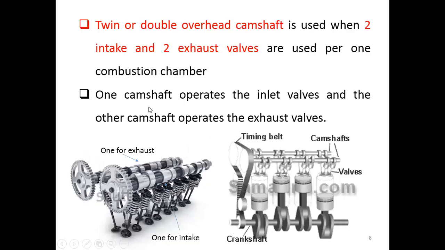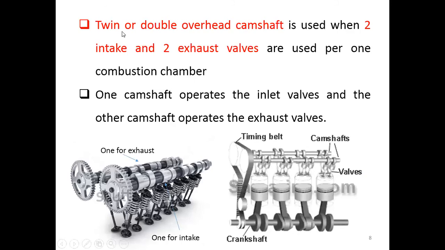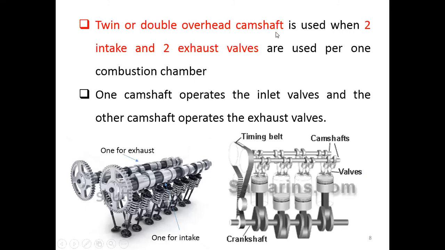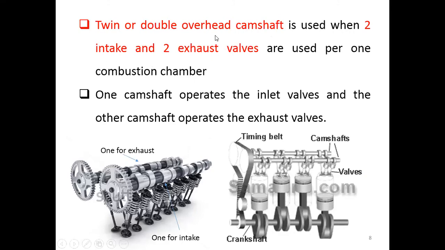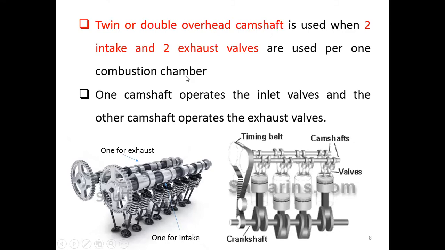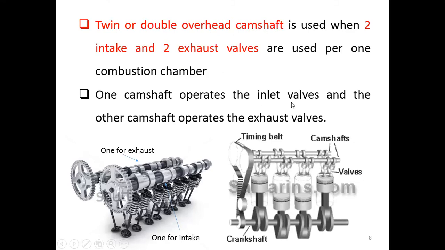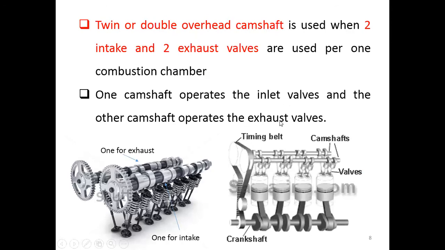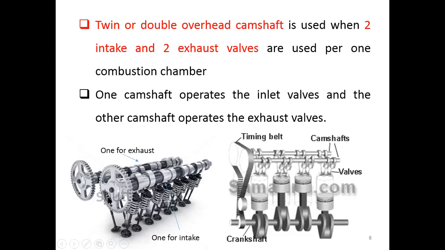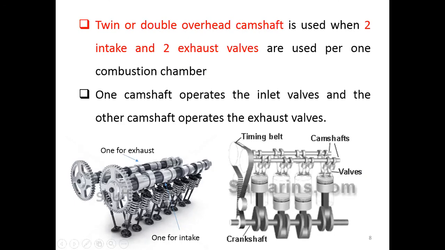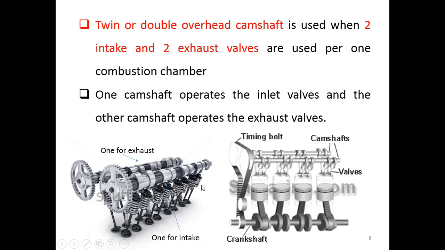Presently, most car manufacturers use twin or double overhead camshafts. That means they have two intake and two exhaust valves per combustion chamber, or per cylinder. They have two overhead camshafts, because one camshaft will operate the inlet valves and the other camshaft will operate the exhaust, as shown like this. We have two camshafts here. These are the overhead camshafts. One operates all the intake, another one operates all the exhaust. And this is the animation when these two camshafts are operating.